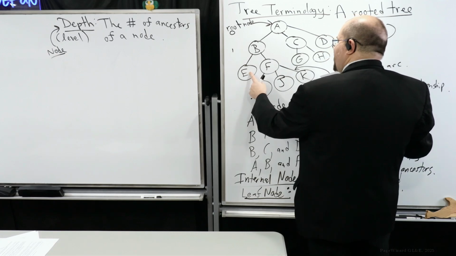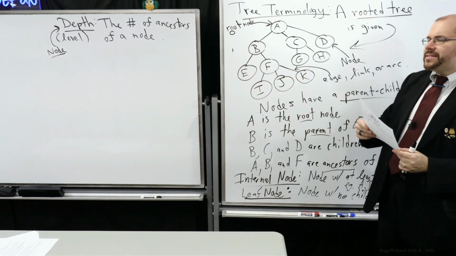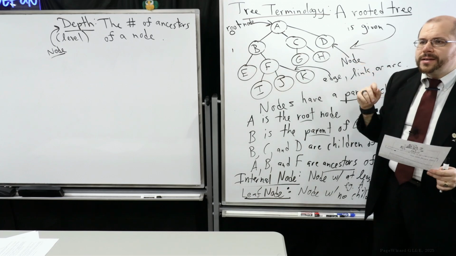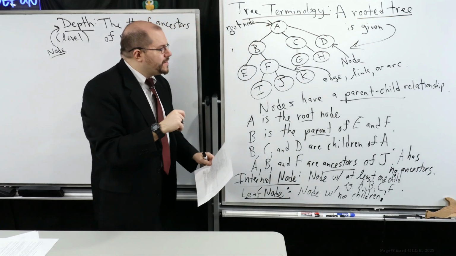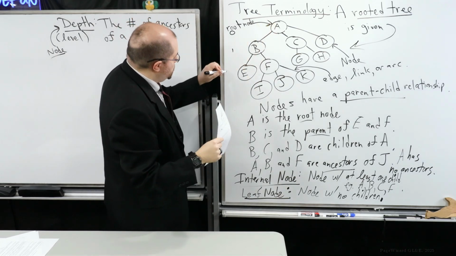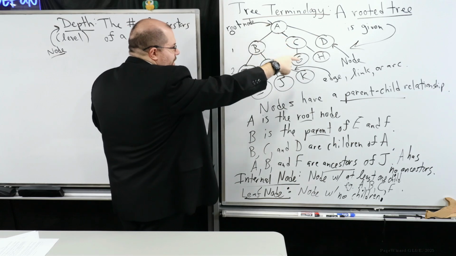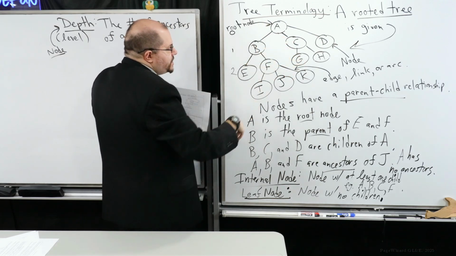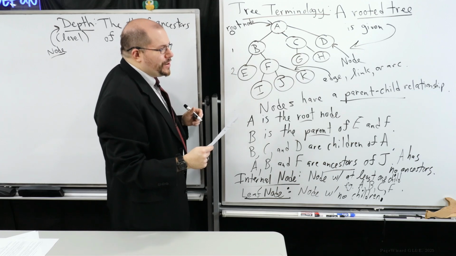So likewise, you can look at E. How many ancestors does E have? Can somebody tell me how many ancestors E has here? Well, it has 1, 2. It has 2. Likewise, F does as well. G also has 2 ancestors. H has 2 ancestors. So notice that there's something interesting going on with our drawing.